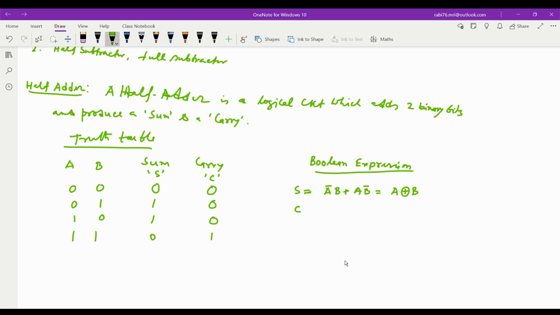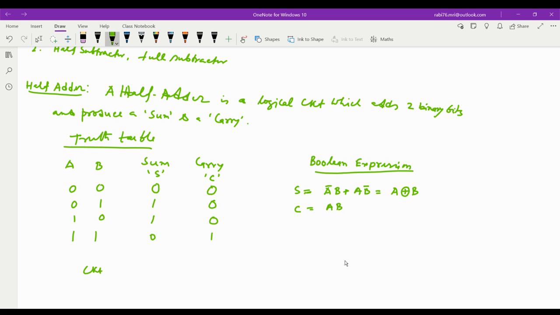And for carry, there is only one 1 here, and all the others are 0. So it will be AB. So you get the truth table, you get the Boolean expression. Next, you know what to do: the circuit diagram.